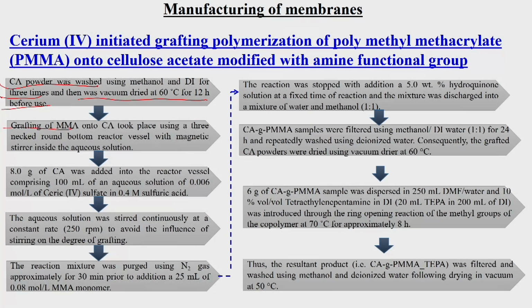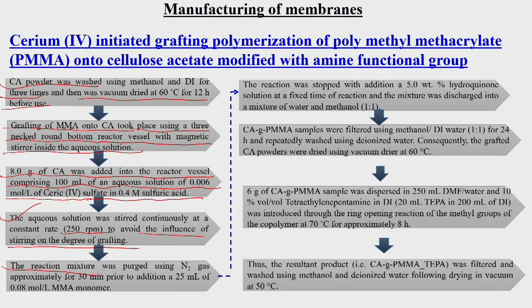Then grafting of methyl methacrylate onto cellulose acetate takes place using a 3-necked round bottom reactor vessel with a magnetic stirrer inside the aqueous solution. Once the solution is prepared, 8 gram of cellulose acetate is added into the reactor vessel comprising 100 ml of an aqueous solution of 0.006 mole per liter of ceric sulphate in 0.4 molar sulfuric acid. The aqueous solution is stirred continuously at a constant rate of 250 rpm to avoid the influence of stirring on the degree of grafting.